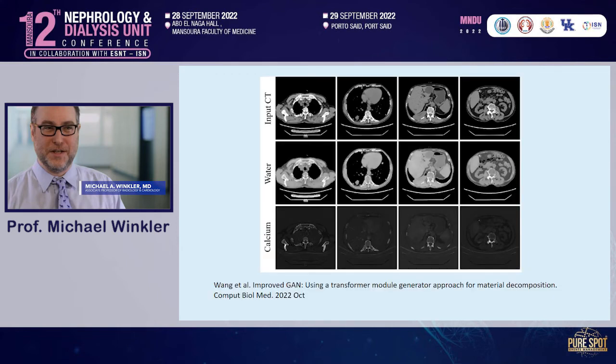Amazingly, the problem of monoenergetic scan data has already been solved. An AI has been trained that accurately converts monoenergetic scans into simulated dual energy scans. Once combined with automated QCT algorithms, it will allow for internal calibration so no phantom scanning, either synchronous or asynchronous, will be necessary.